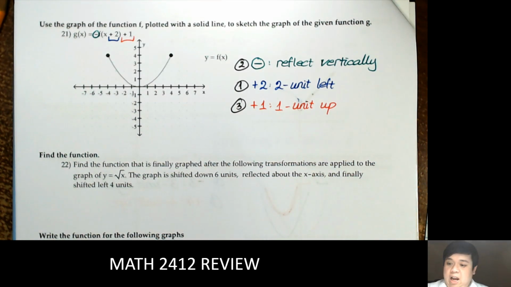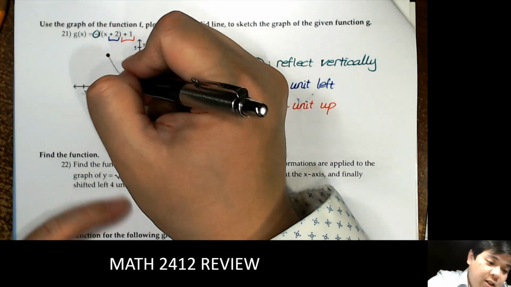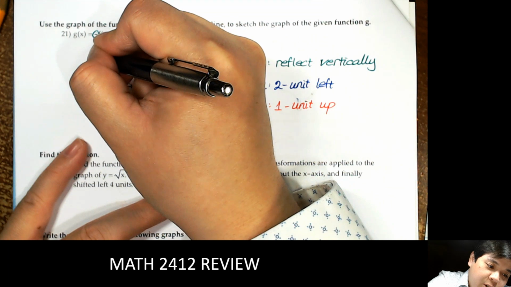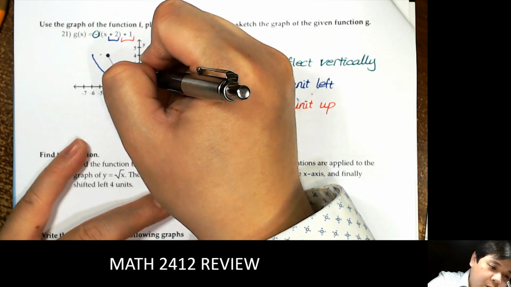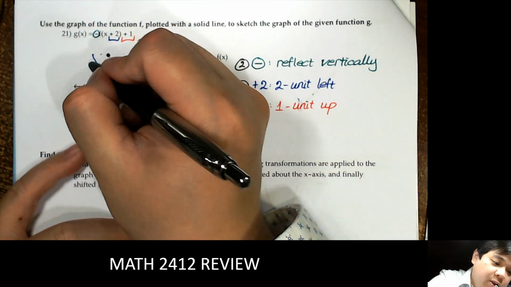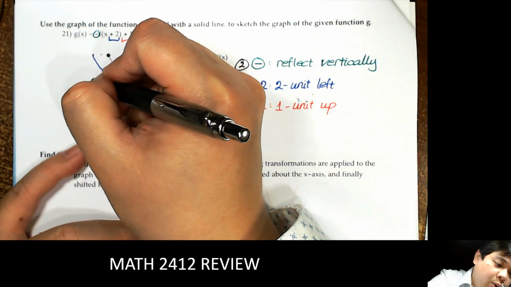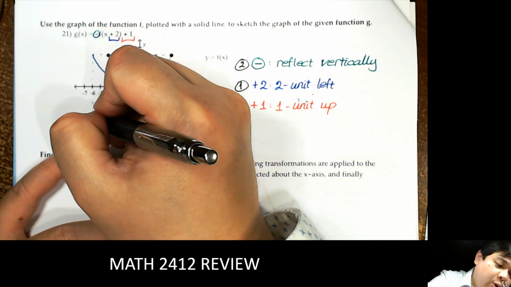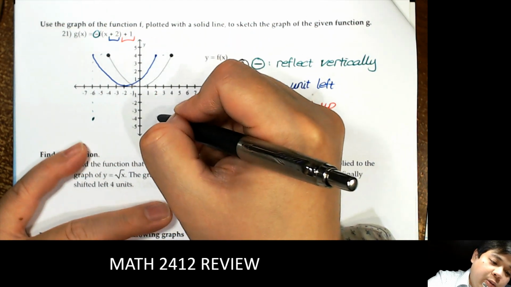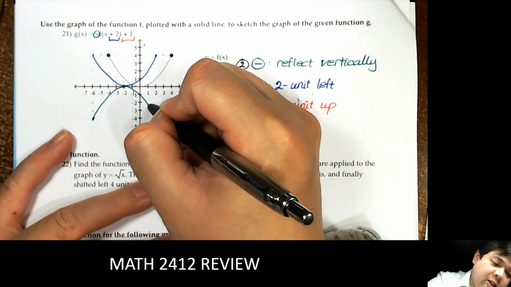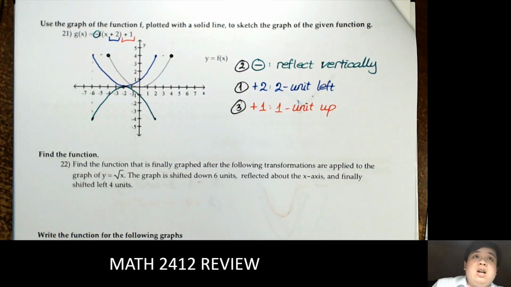Right, so everything goes to the left 2 units. 1, 2. And then flip it upside down. 1, 2, 3, 4, and then 1, 2, 3, 4 the other way. This point will be the same, so we have that. And finally, we move this up one unit.